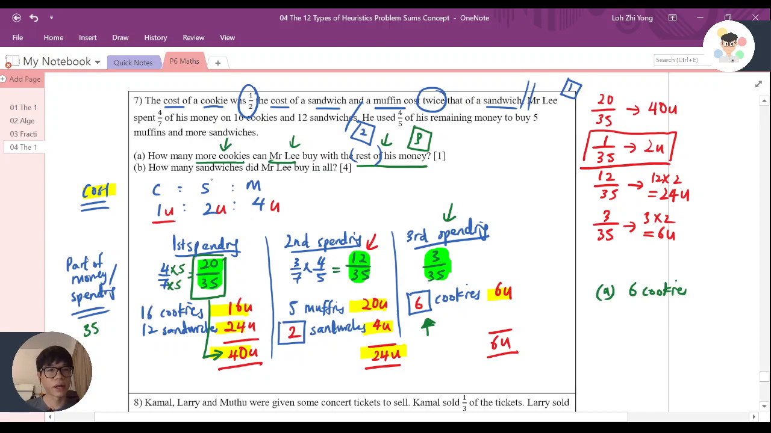Now, the second question: how many sandwiches did Mr. Lee buy in all? Now, sandwiches, look at here. I know that I have 12 sandwiches on the first spending. I have 2 sandwiches on the second spending. For the third spending, I don't have any sandwiches, sorry. So it's 12 plus 2. B, I know there's actually 14 sandwiches.